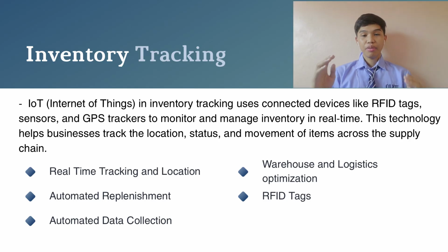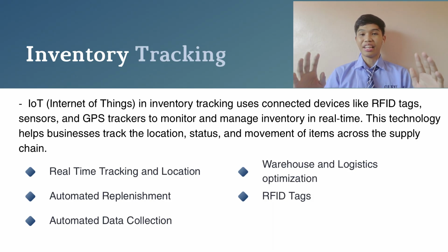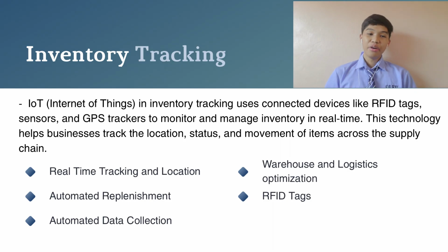Now, in inventory tracking, we more or less have this. Internet of Things, or IoT, in inventory tracking uses connected devices like RFID tags, sensors, and GPS trackers to monitor and manage inventory in real time. This technology helps businesses track the location, status, and management of items across the supply chain. We have 5 examples to give you. We have real-time tracking and location. We have automated replenishment. We have automated data collection. We have warehouse and logistics optimization. And last but not the least, we have RFID tags.